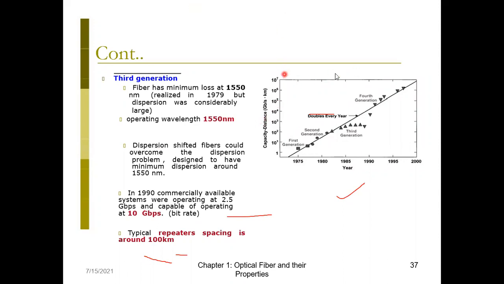Was it by mistake? Okay, so the losses in all the generations, see, we are shifting towards the higher wavelength. So the losses kept on decreasing. One way to reduce the loss was to operate at higher wavelength. The second challenge was to improve the source, improve the detector, and also improve the fabrication of the fiber. All these things happened simultaneously.